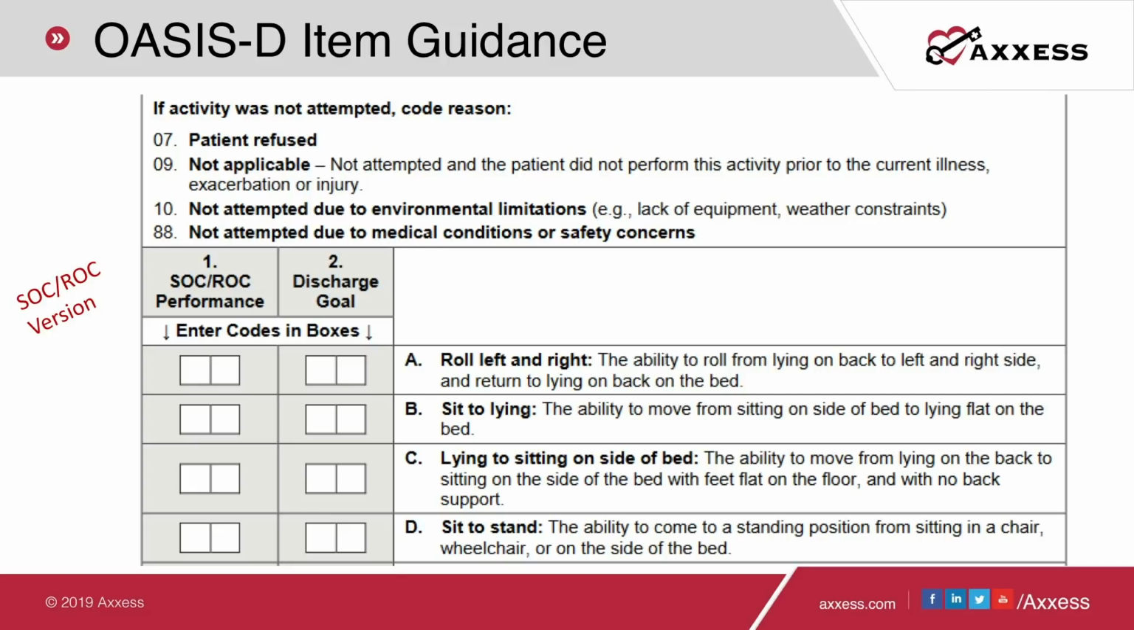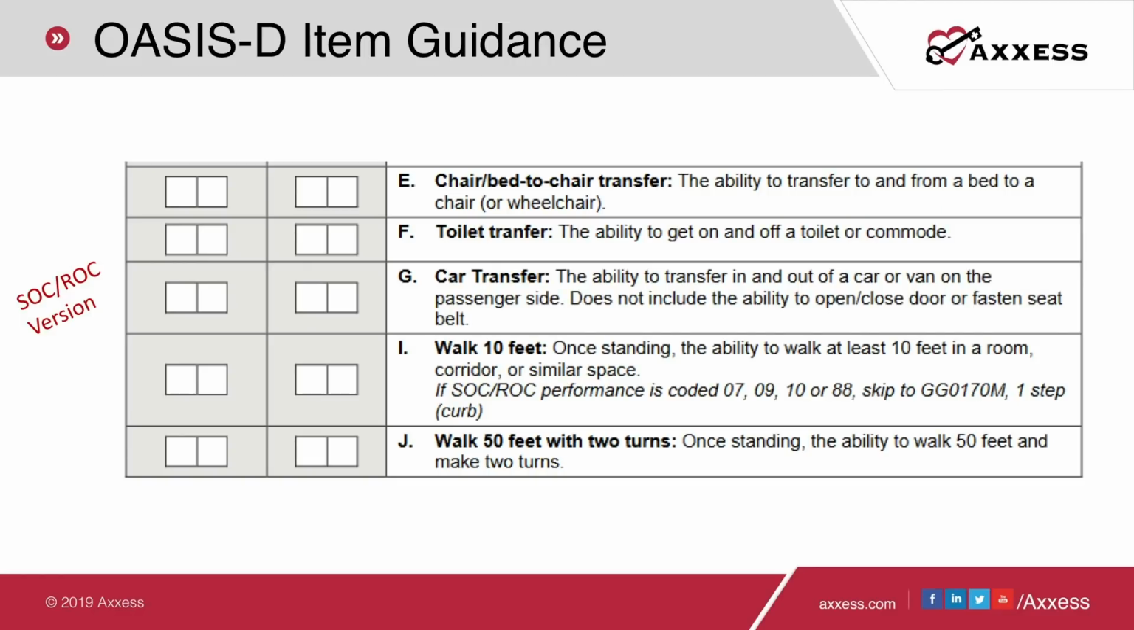D is sit to stand. This is the patient's ability to come to a standing position from sitting in a chair, wheelchair, or on the side of the bed. We also have a row E, chair, bed to chair transfer. This is the patient's ability to transfer to and from a bed to a chair or wheelchair. So to and from, so getting out of bed to the chair or the wheelchair and then back in bed. Not just part of that, all of that. Row F is toilet transfer. This is the patient's ability to get on and off a toilet or commode.